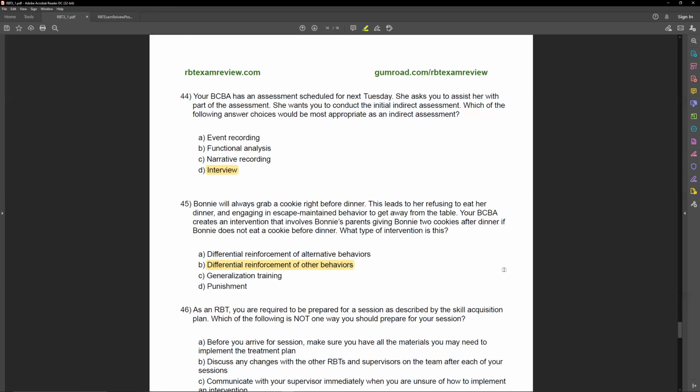No matter what else Bonnie does before dinner, as long as she doesn't eat the cookie, she'll get reinforced, okay? DRA, we're now reinforcing Bonnie for doing something, okay? We're teaching a different behavior, but that's not what we're doing here. We're just reinforcing Bonnie when she doesn't do something, and that is DRO. DRO is differential reinforcement of other behaviors, reinforcing in the absence of a target behavior, okay? So Bonnie doesn't eat the cookie before dinner, she gets 2 cookies. If Bonnie eats the cookie, she gets no cookies, right? DRO.